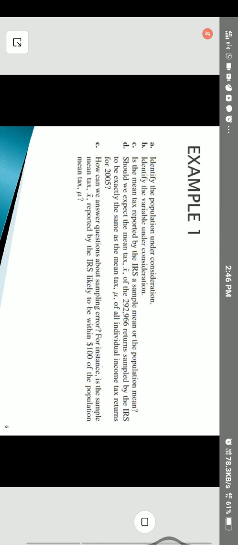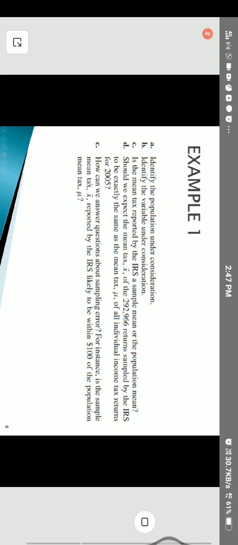What is the population? And what is the variable under consideration? Is the mean tax reported by the IRS a sample mean or the population mean? Would we expect the mean tax of the 290,000 returns sampled by the IRS to be exactly the mean tax of the population of all individual tax returns for 2005? How can we answer questions about sampling error? For instance, is it the sample mean tax? For the sample mean, we normally use the notation x-bar.